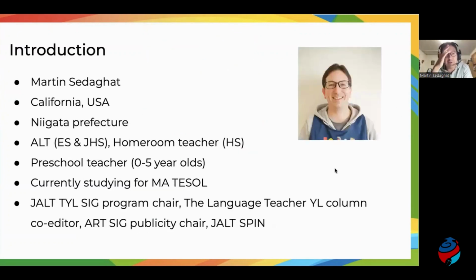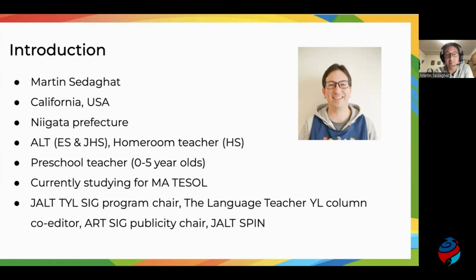To quickly introduce myself, my name is Martin Sedaghat. I'm from California in the US. I've been living and working in Niigata Prefecture for almost 20 years now. Oh my God, it's been a long time. I came over as an ALT. I was a JET for a while, and after that, I was a homeroom teacher at a high school. But right now, I'm a preschool teacher. I've been teaching at a small private preschool, this is my 6th year there.